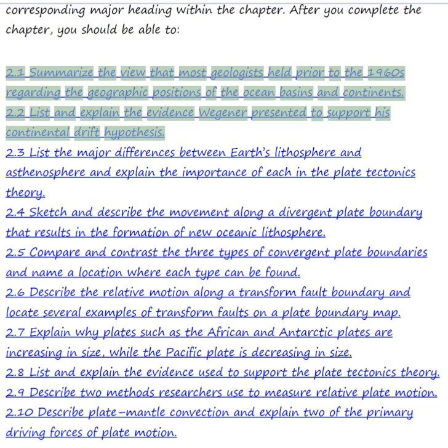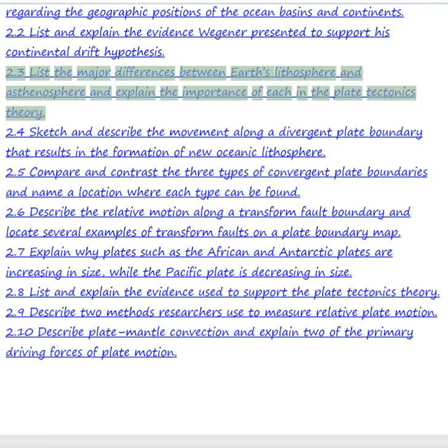2.1 Summarize the view that most geologists held prior to the 1960s regarding the geographic positions of the ocean basins and continents. 2.2 List and explain the evidence Wegener presented to support his continental drift hypothesis. 2.3 List the major differences between Earth's lithosphere and asthenosphere and explain the importance of each in the plate tectonics theory.